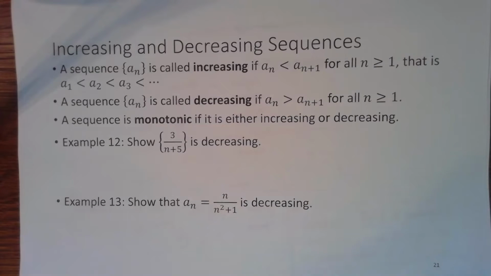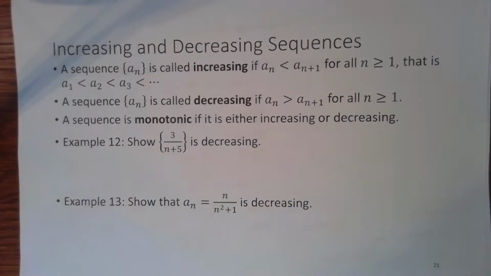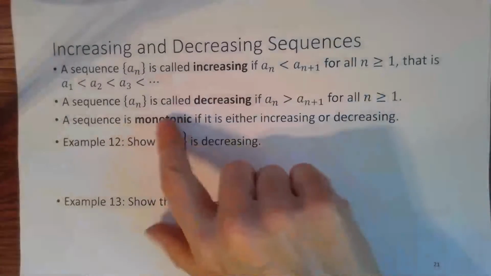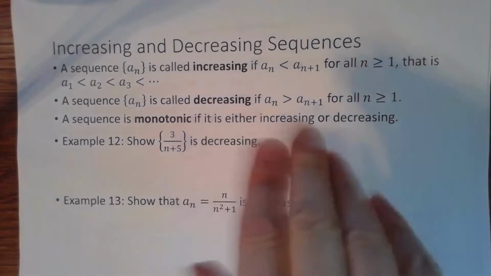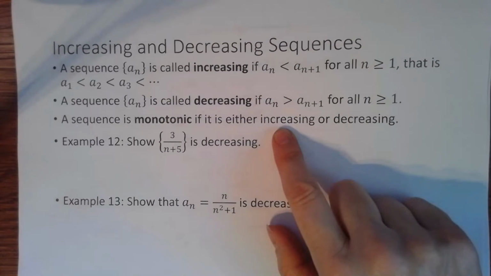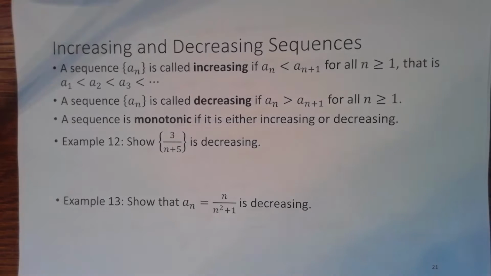Then we call a sequence monotonic if it's either increasing or decreasing. Mono is like one, so it has sort of one thing that it's doing, one tone. It's either always going up or always going down, one or the other. If I have an increasing sequence, I would call that monotonic. If I have a decreasing sequence, I'd also call it monotonic. So it's monotonic if it's always trending in the same direction.